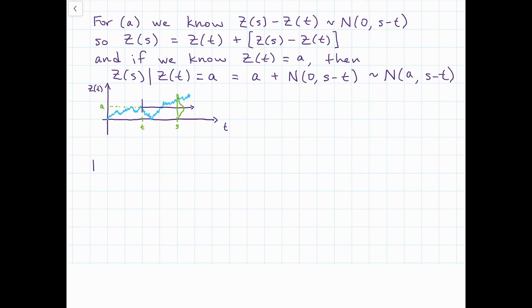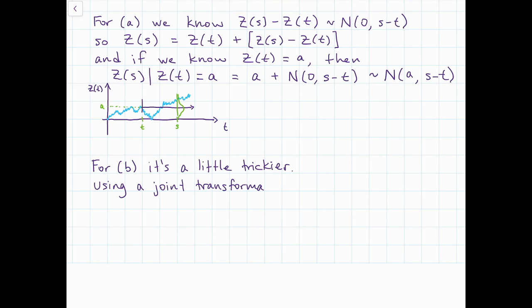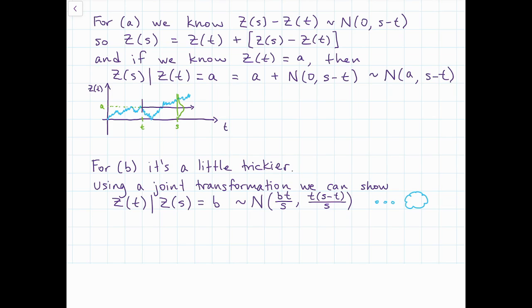For b, though, conditioning in the opposite direction, it is a little bit trickier. I'm not actually going to show the proof in this video, but I might make a bonus video with the proof. It's just the coolest proof I've ever seen. But essentially, we use a joint transformation, and we can show that this conditional distribution is normal with mean equal to b times t over s, and variance t times s minus t over s. I want you to think about why that makes logical sense, why the mean and variance are what they are from this result. Well, let's see if we can draw it out to help visualize it.